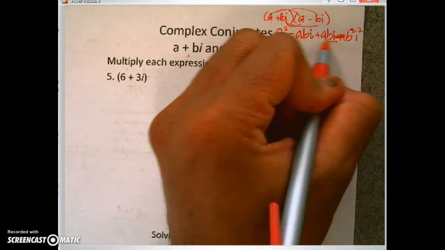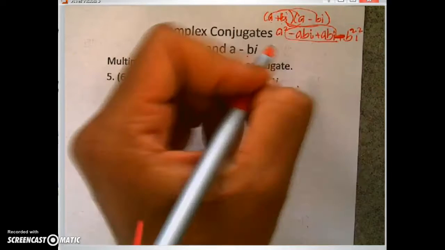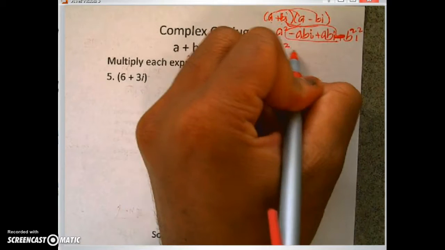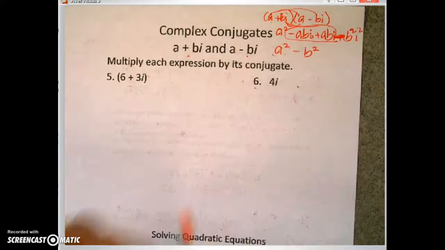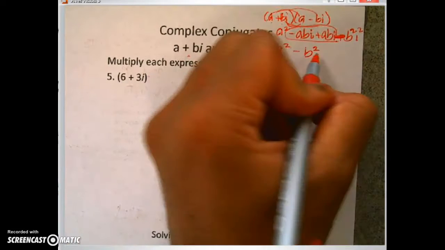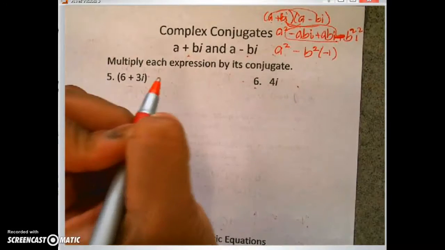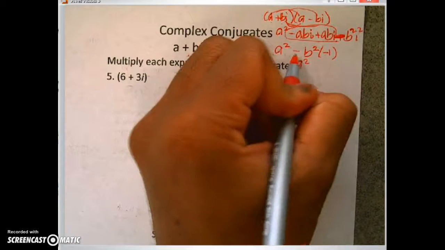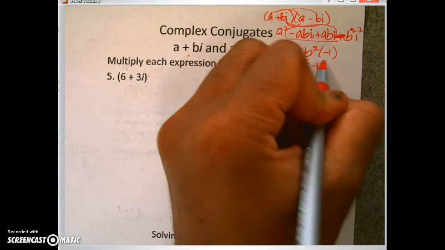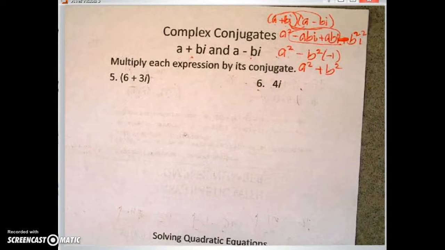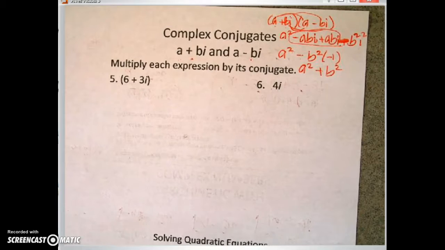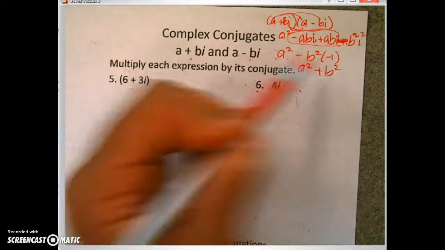So in the middle, this wonderfully cancels out. So I have a squared minus b squared times i squared. Well, what's i squared? i squared is negative 1. So this is going to be a squared. Well, what's a negative times a negative? Plus b squared. This is a new special pattern that we can use every single time. But what happens if you forget it? No one cares. You just FOIL it out the same way that we just did here.